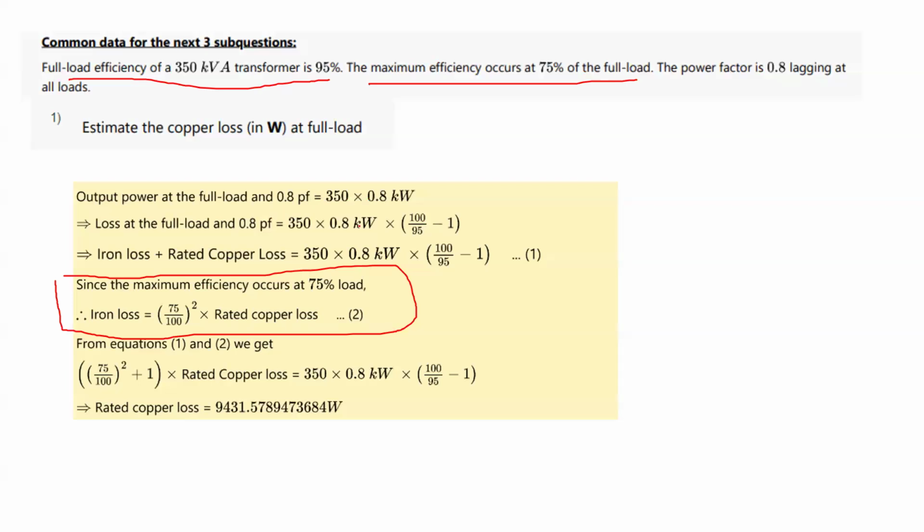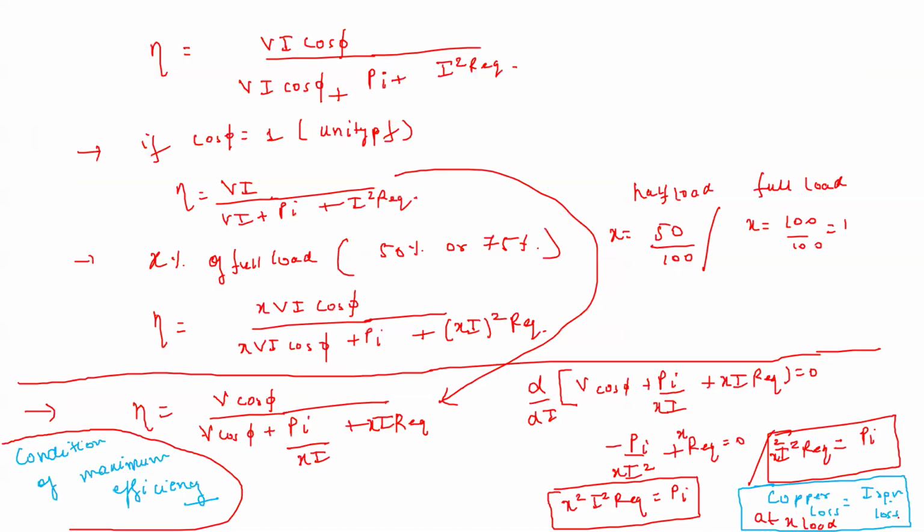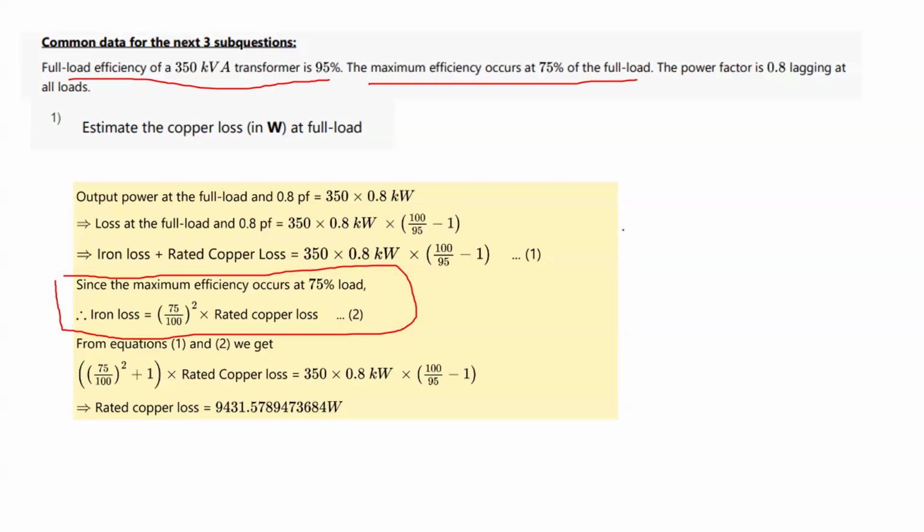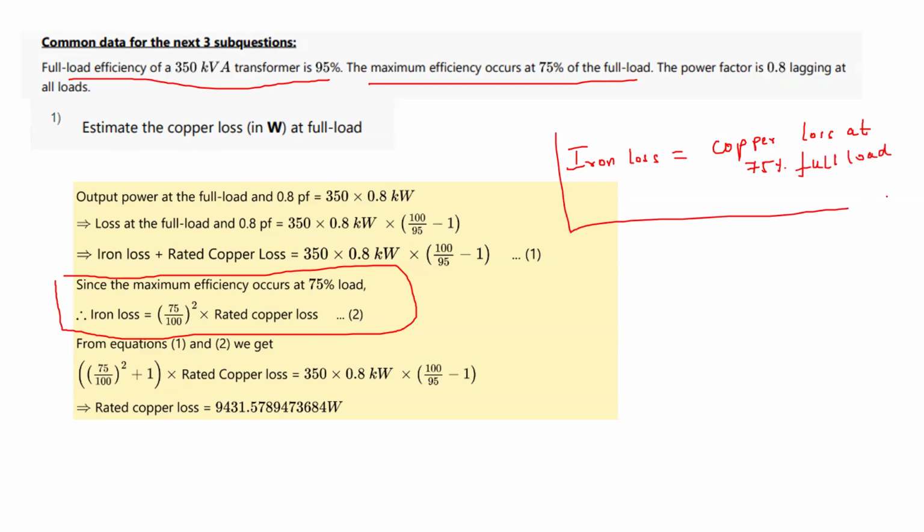Because this is the condition of maximum efficiency, we know that the iron loss is equal to copper loss at 75% load. So let me write this statement: iron loss is equal to copper loss at 75% full load. So this is the condition of maximum efficiency.